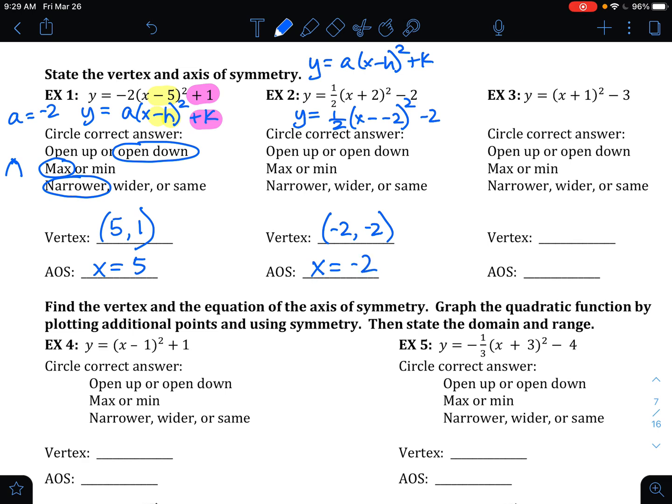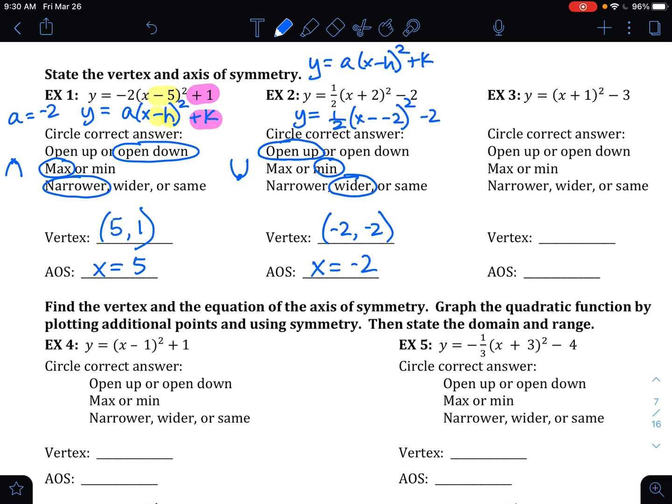Okay, so circling up or down, min, max. I see a positive a value, it's opening up. So if it's opening up, the vertex is at the bottom at the minimum. And 1/2 will make it wider.